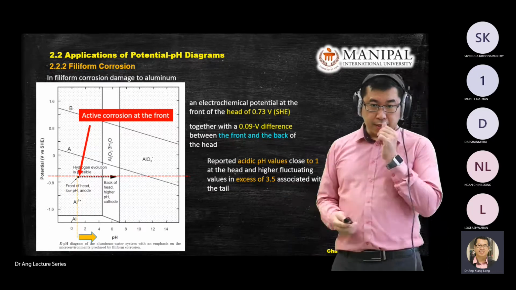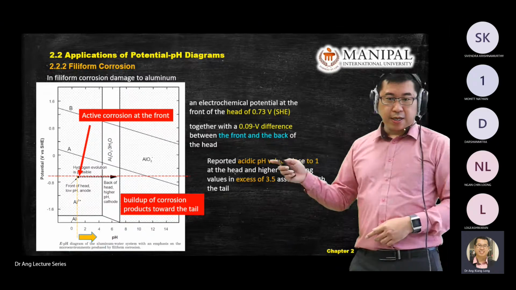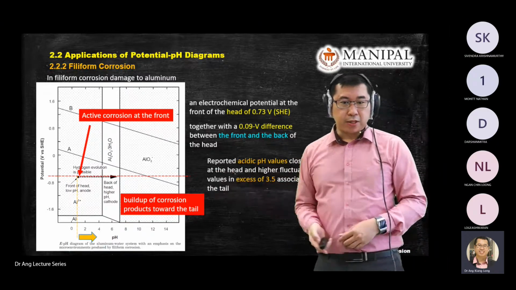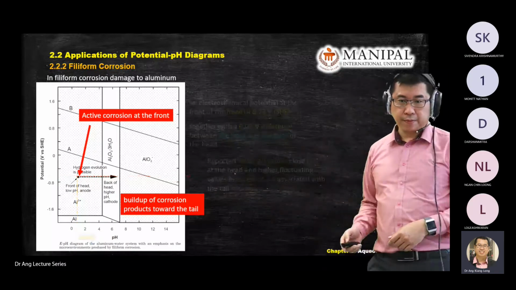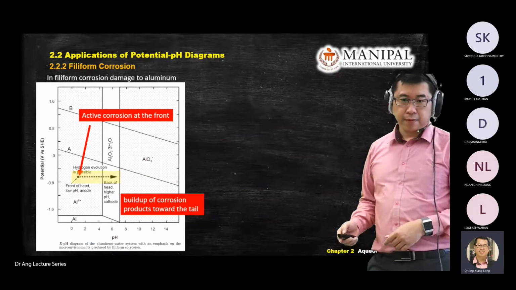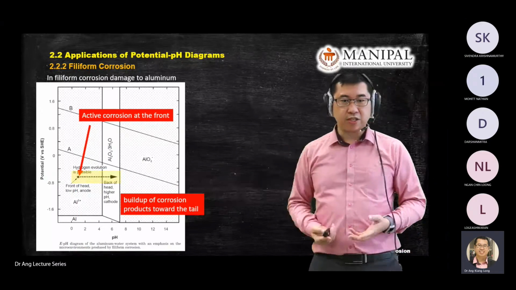This is just a further explanation. Where is the active site? And then what happened to the tail? Okay, what happened to the tail? So I just highlight the arrow. From the arrow, you're able to explain a lot of things.